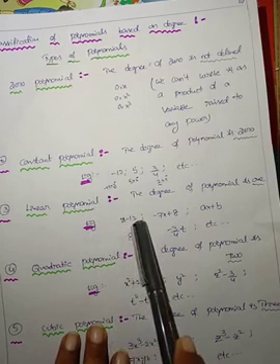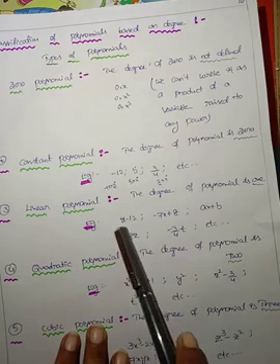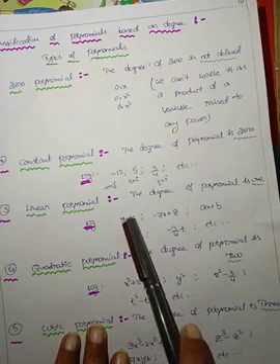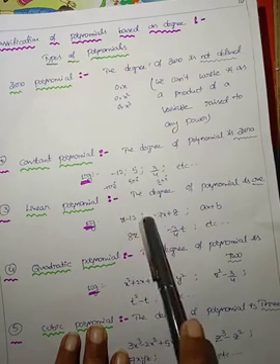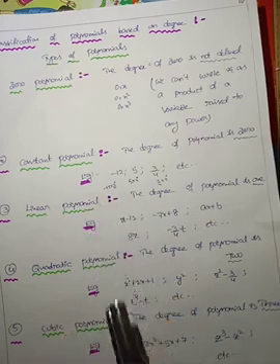Here is x minus 12. The exponent of x is 1, so the degree of this polynomial is 1. So this polynomial is called a linear polynomial.